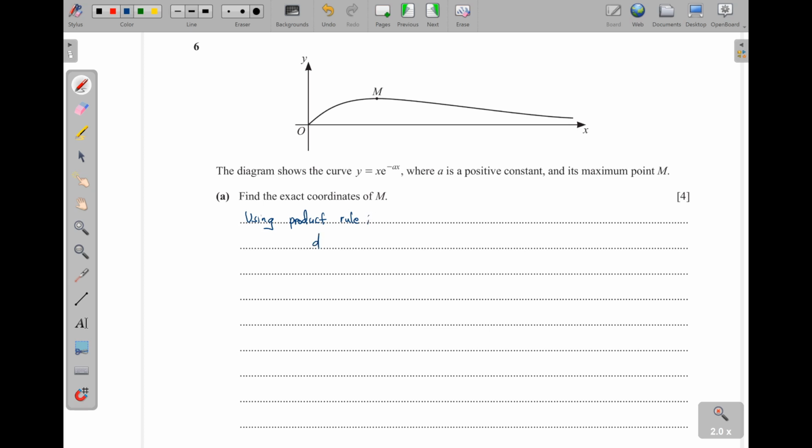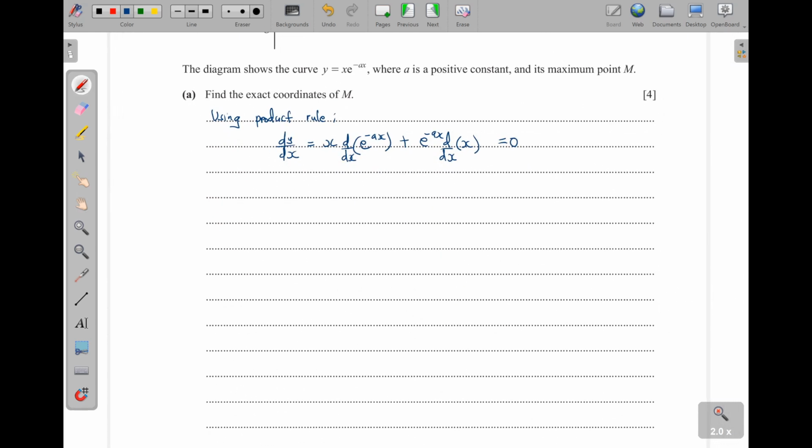So we shall get our dy/dx, which will be equal to: we keep this constant, x, then we differentiate e to the power of negative ax, and then plus, now we keep e to the power of negative ax, then we differentiate with respect to x, this x here. Then we equate to 0 because this is a stationary point. You know that when we differentiate an exponential function, we just get that power, we differentiate it, then we get f prime, and then we multiply all through by that exponential function.